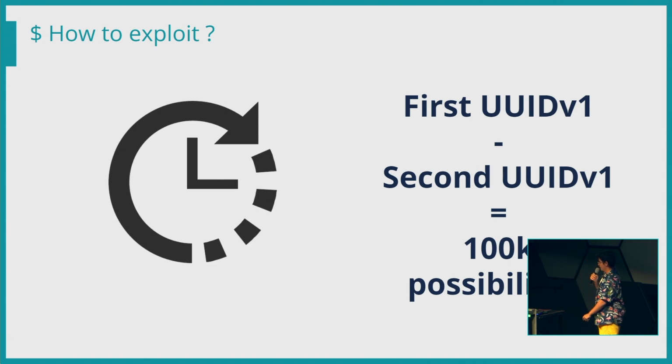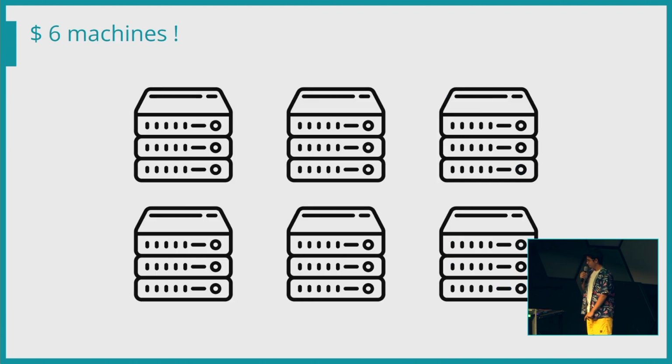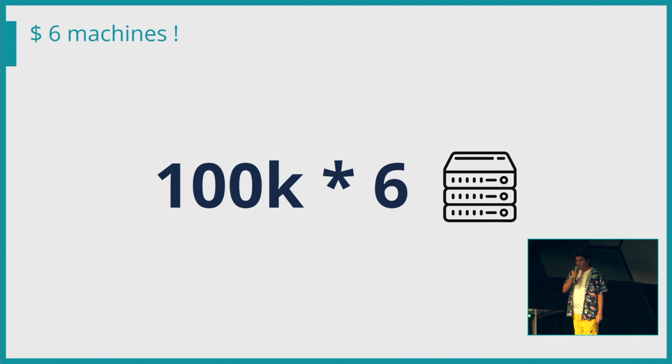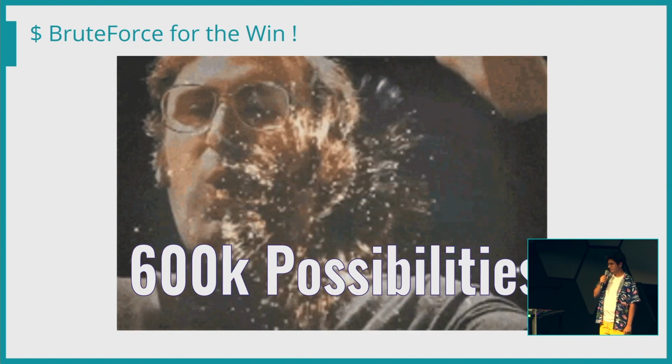And so in our case, when we subtracted the 2 times, we got 100,000 possibilities of UUIDs between the attacker and the victim. And what happened is that we had 6 different machines that could have generated this UUID. And remember, the clock and the MAC address are always the same for a single machine. This means that now we can just multiply 100,000 with 6, and you get 600,000 different possibilities.